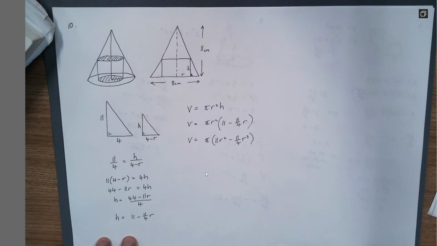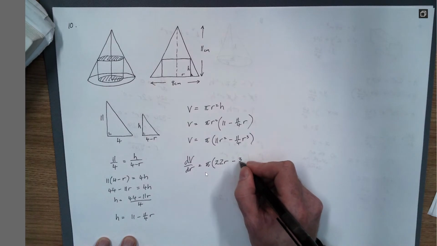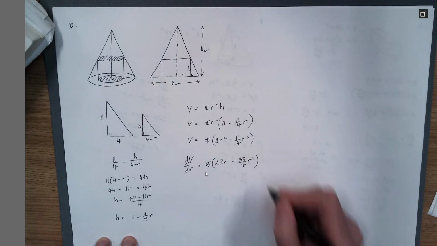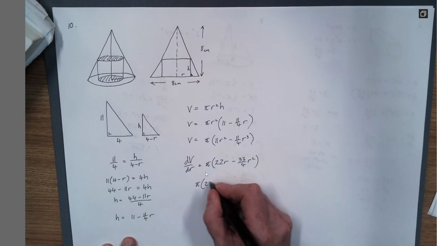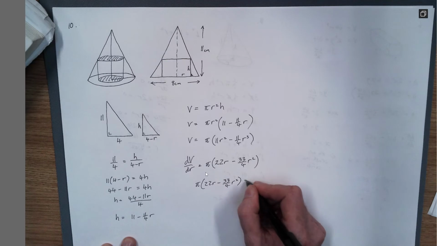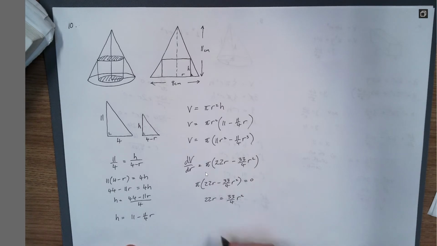Okay, differentiate dV/dR. So you get pi times the bracket 2 cos R minus 3 sin R squared. Set the derivative equal to zero. So 2 cos R equals 3 sin R squared. So the answer is going to be R equals 3 centimetres.